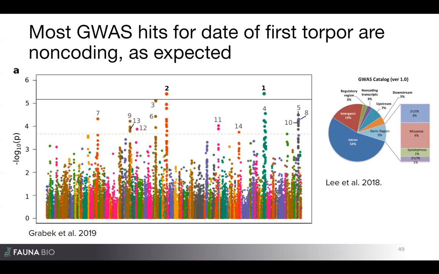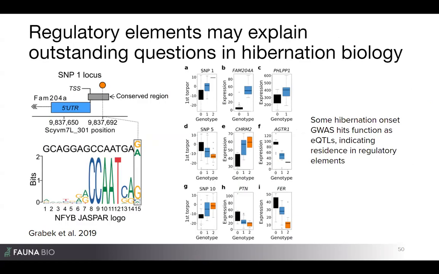And so the same was true for this torpor induction GWAS. And so through some follow-up work, she showed that some of these variants do have regulatory activities. So for example, one of them falls just upstream of the 5' UTR, probably a promoter region, which is also conserved. And it interacts with this transcription factor binding motif and changes its impact on the target gene. And then there were also various other SNPs from this GWAS that function as eQTLs indicating regulatory activity.